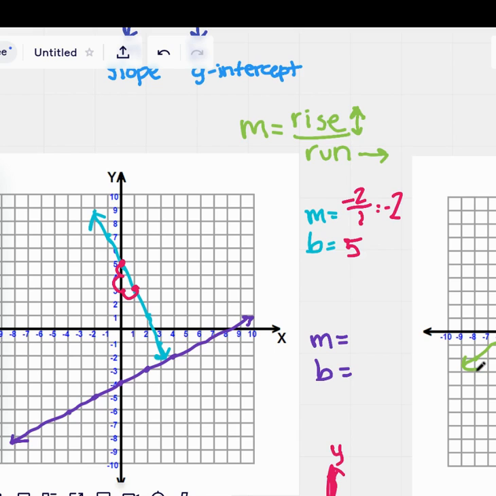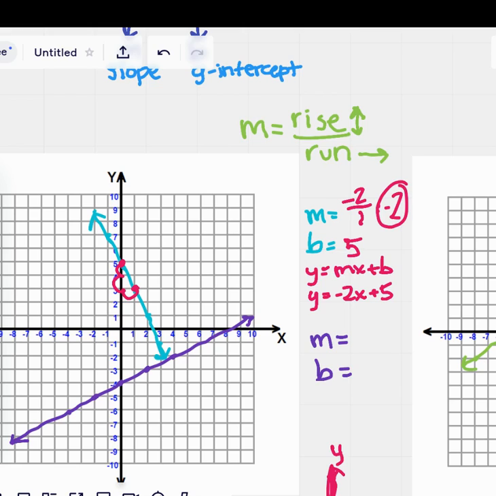Okay, so now we can write an equation for this line. Because remember, if we're writing y equals mx plus b, all we got to do is substitute. The y stays the same. The m is now -2. So we're going to write -2x and then plus b. 5 is a positive, so we're going to write plus 5. That's the equation of that line. Let's look at the next one.